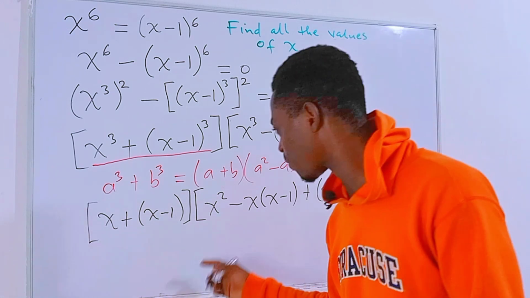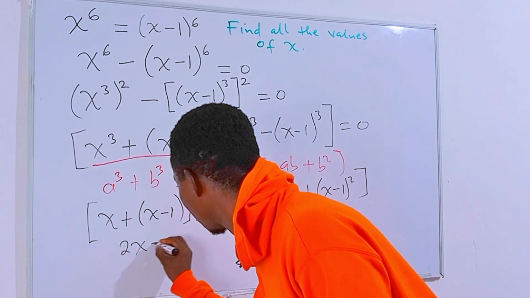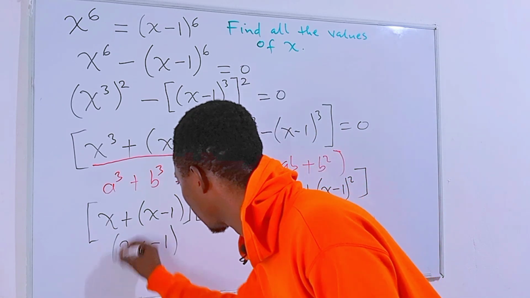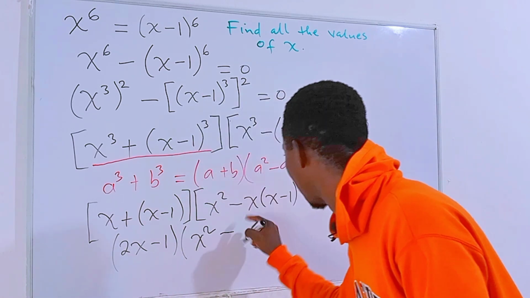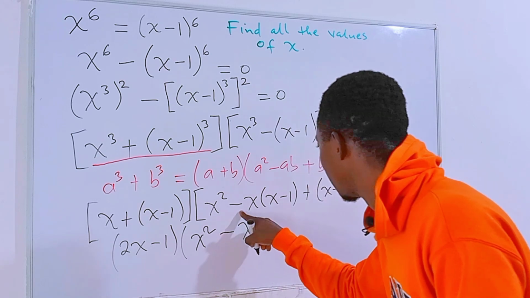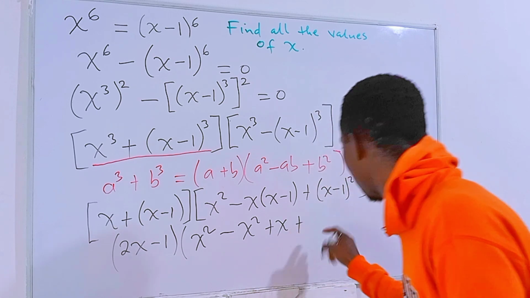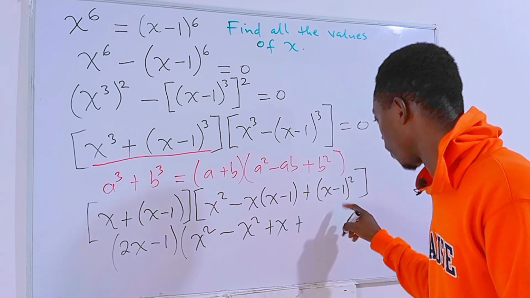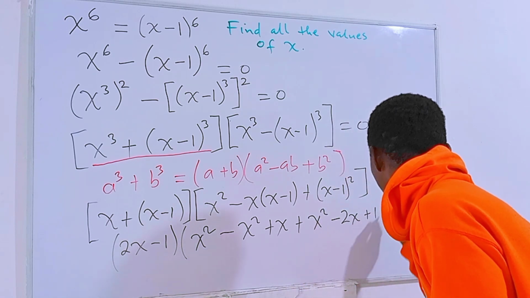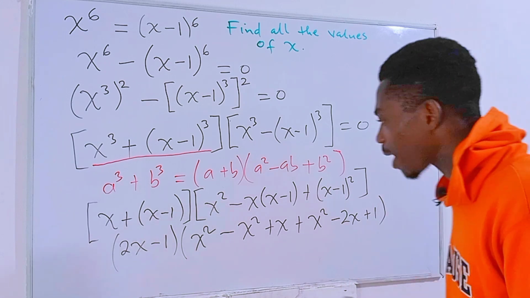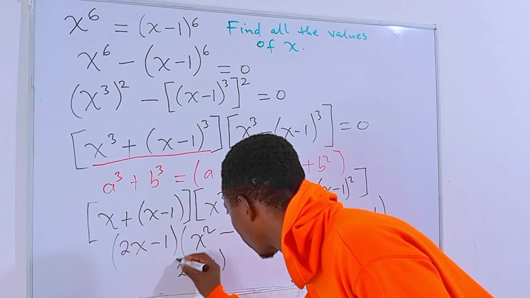Cool. Now let's simplify this. X plus x, that is going to be 2x, then minus this one right here. Then for this side, we will have x squared minus x times x, that is x squared, negative x times negative 1, that is positive x, plus, let's expand this right here. So we will have x squared minus 2x plus 1. There we go. In fact, I'm going to copy this down. We have 2x minus 1 as one of the factors.